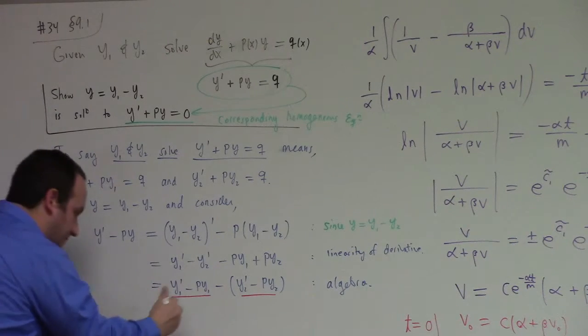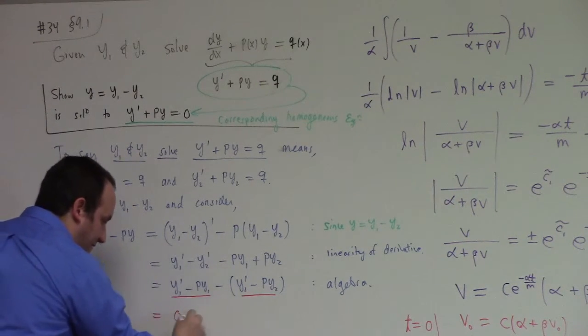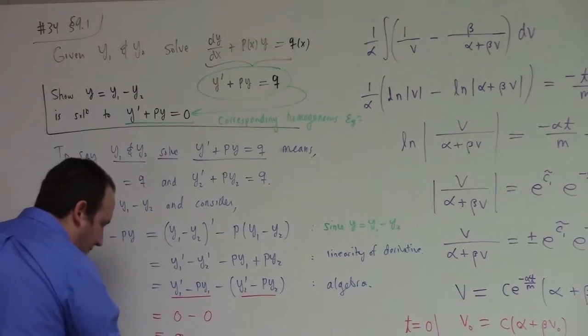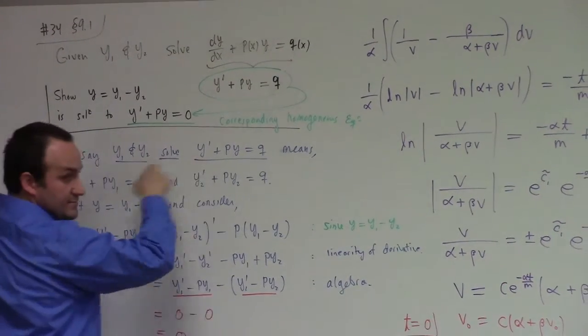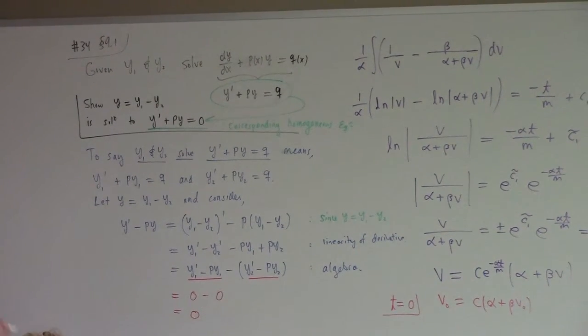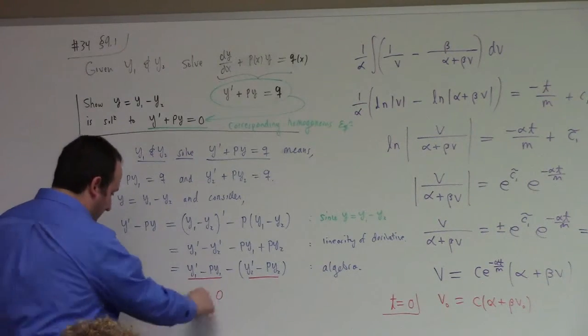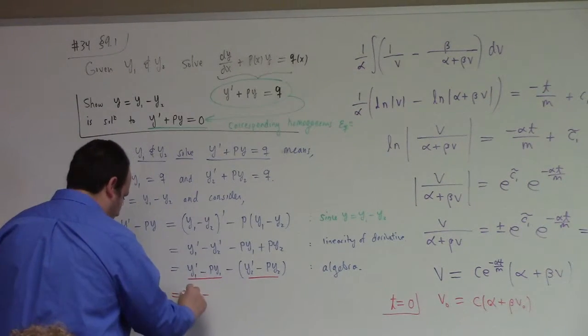So this is what? That's 0, and that's 0 because, well, we were given that, right? We were given that those are solutions to the inhomogeneous equation. Oh, I'm sorry. It's not 0. Listen to me. What are these? I'm an idiot. Yeah. Thank you.